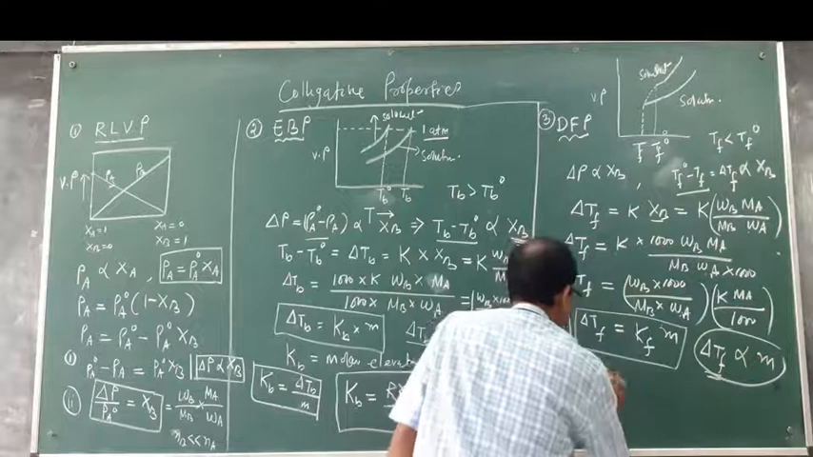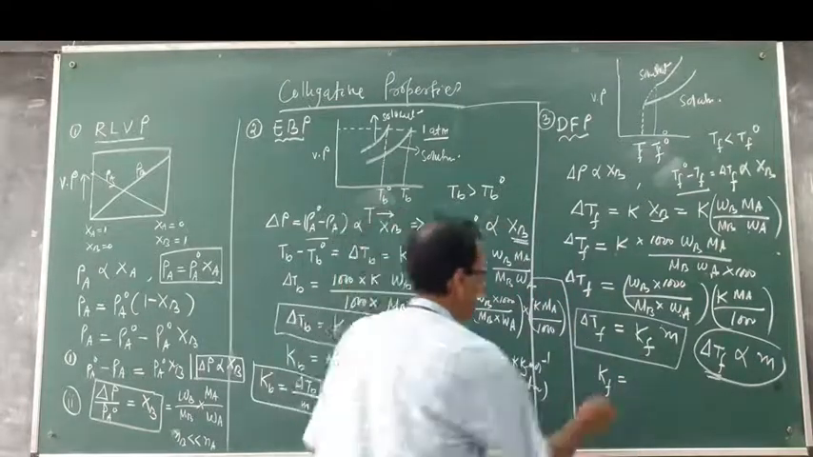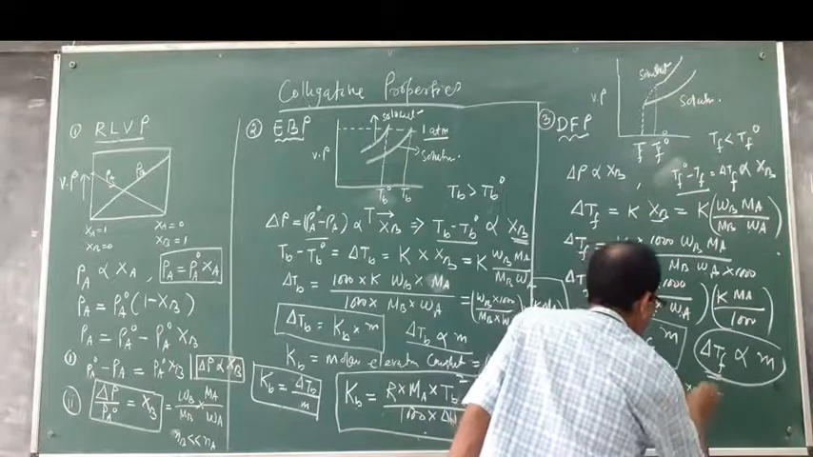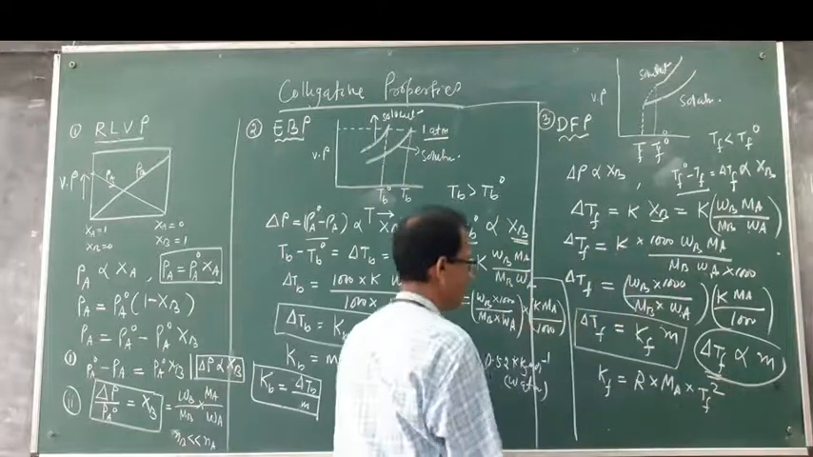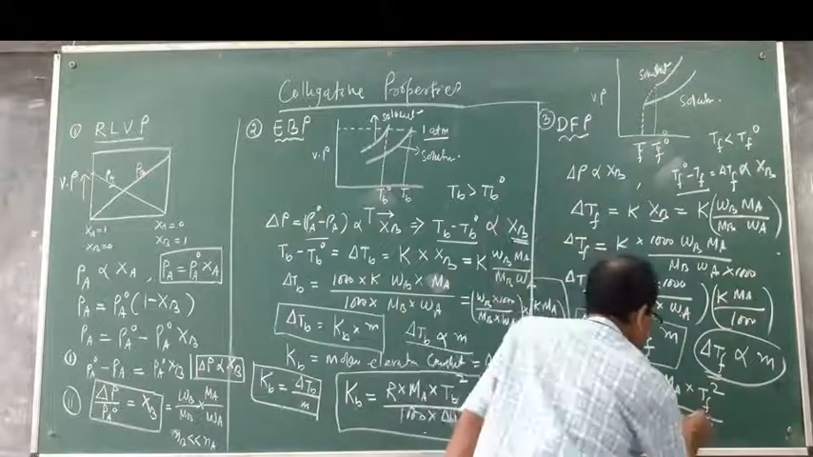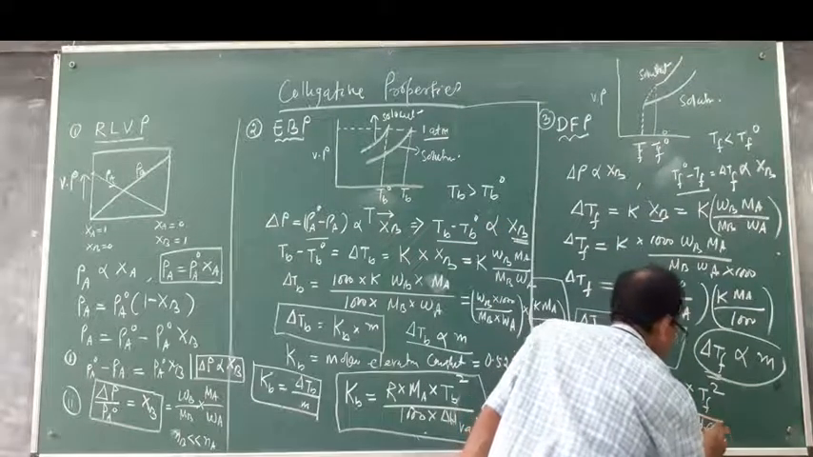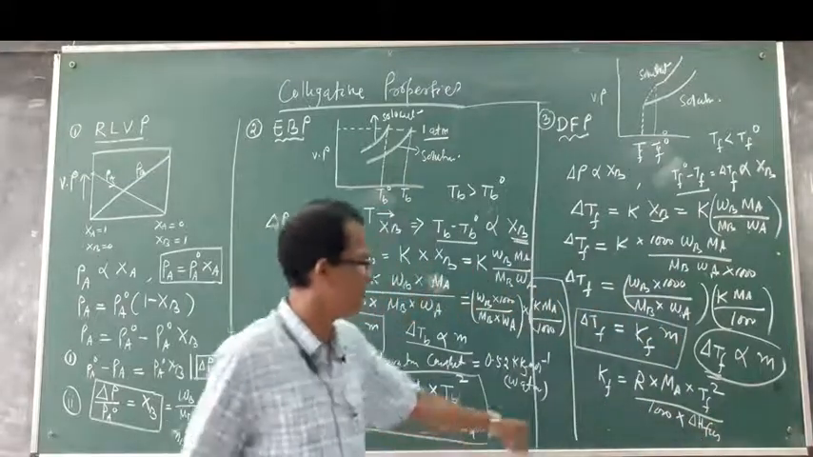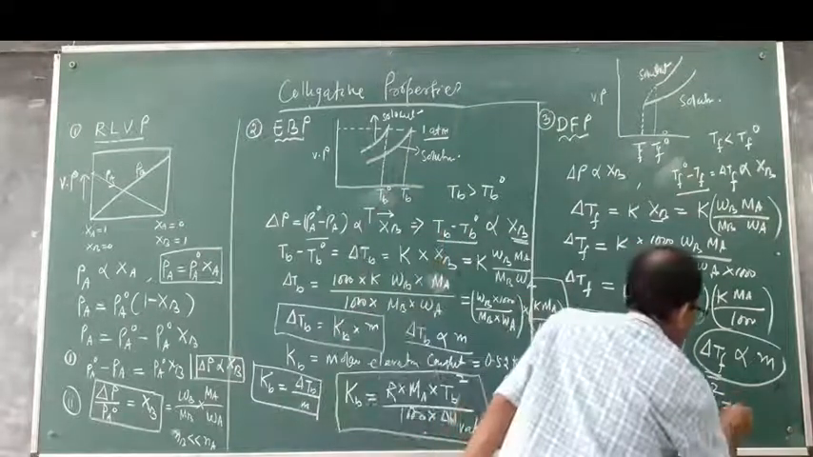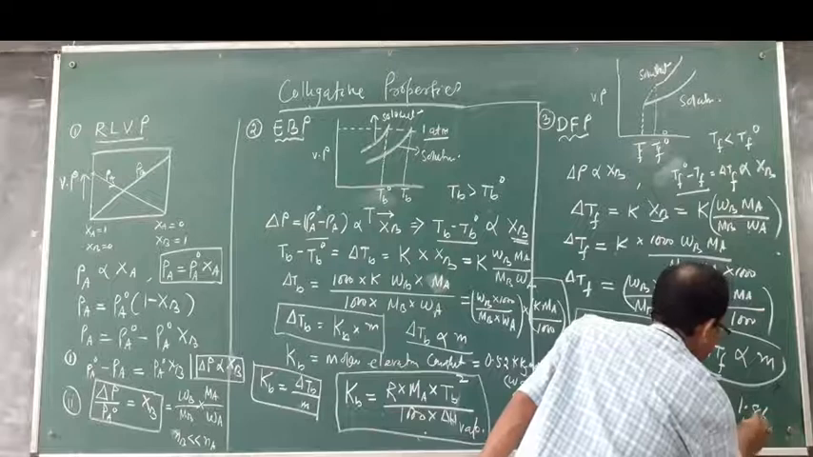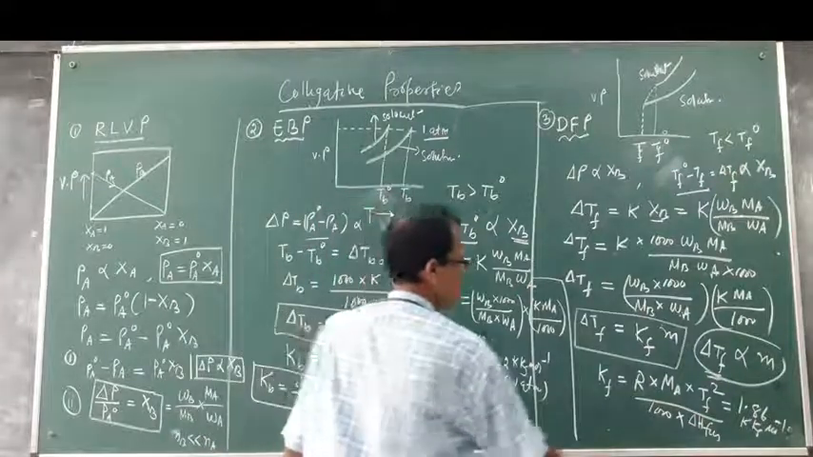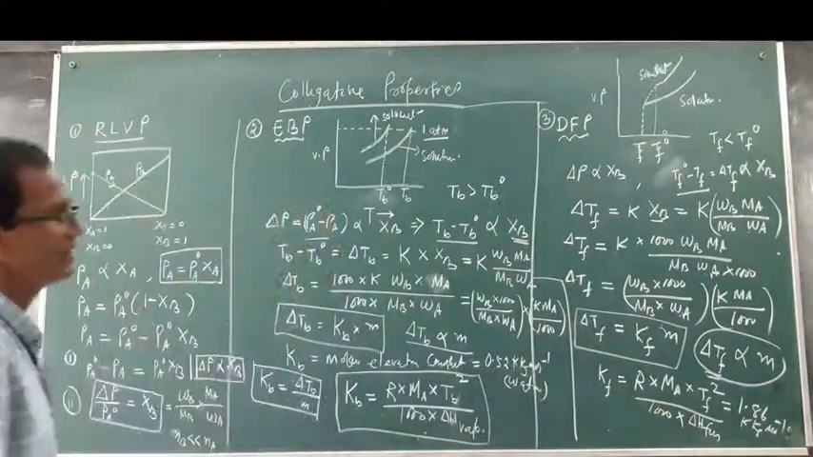Kf can be calculated the same way, with the same formula: R into Ma into Tf square, the freezing point of the solvent, over 1000 into del S of fusion. Here, for vaporization it was used for boiling; for freezing point, fusion will be used. For water, the value is 1.86 K kg per mole.